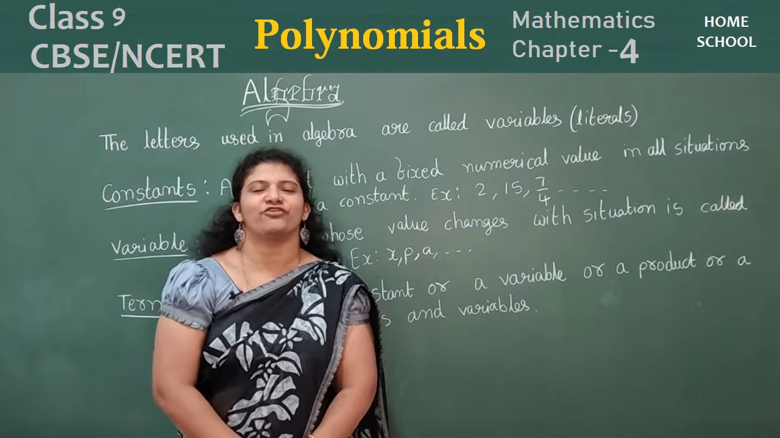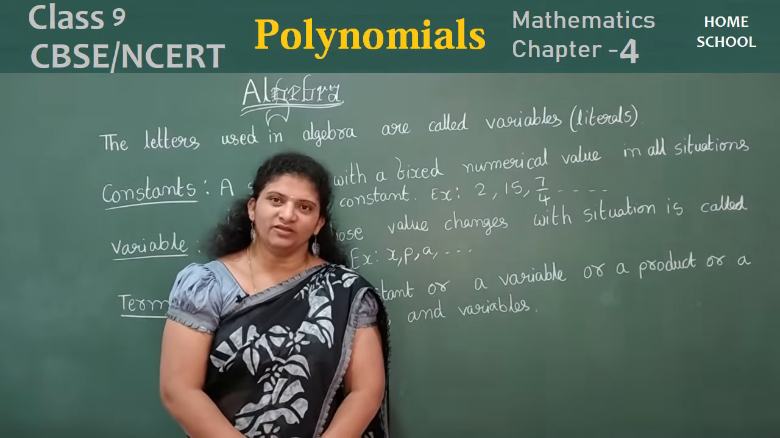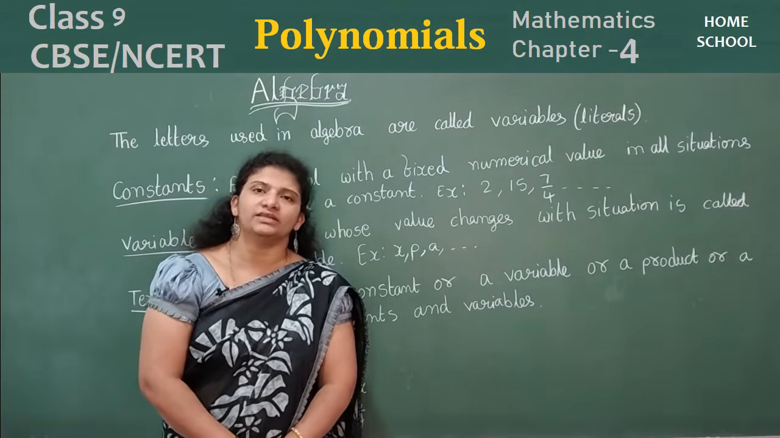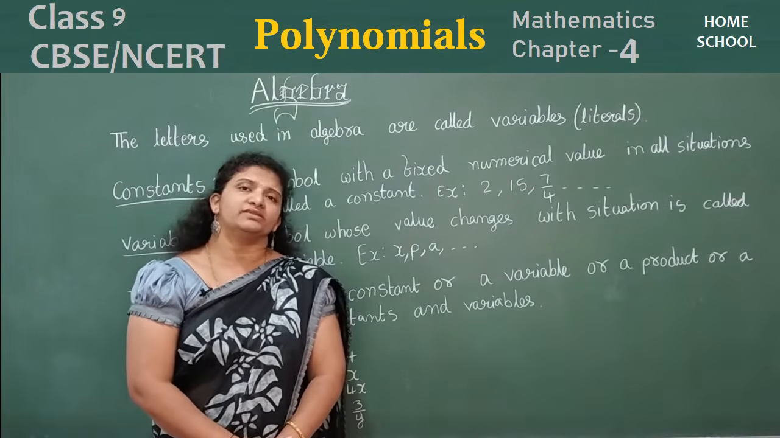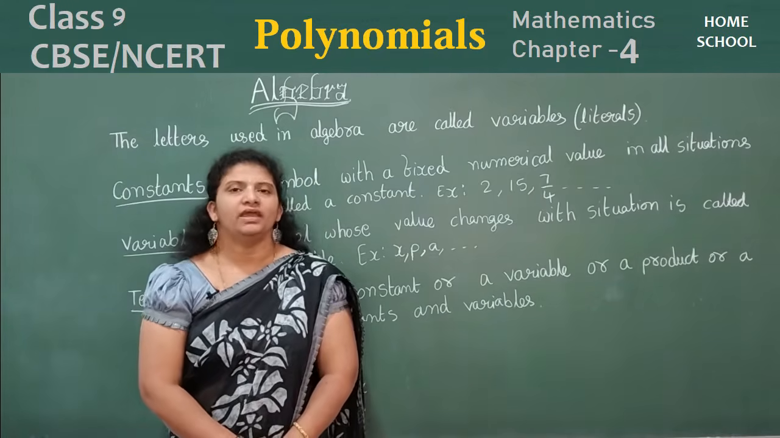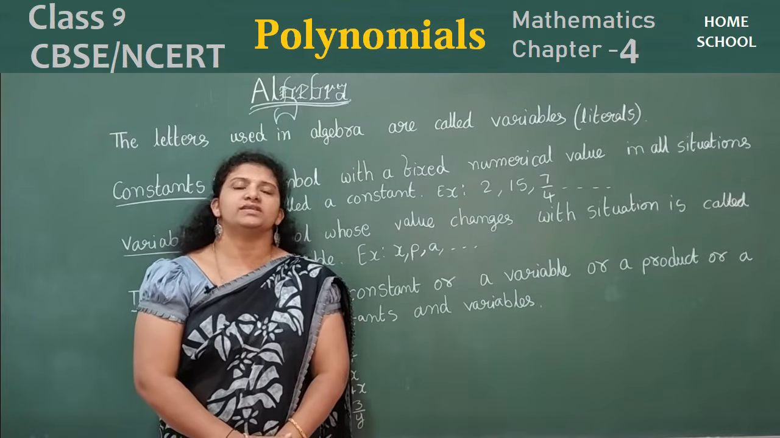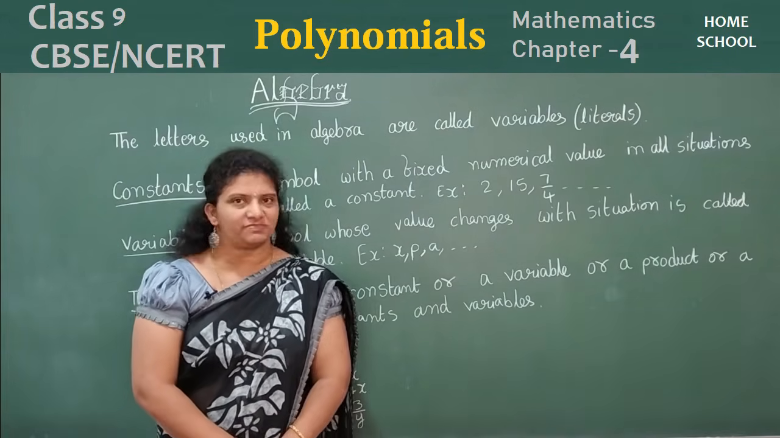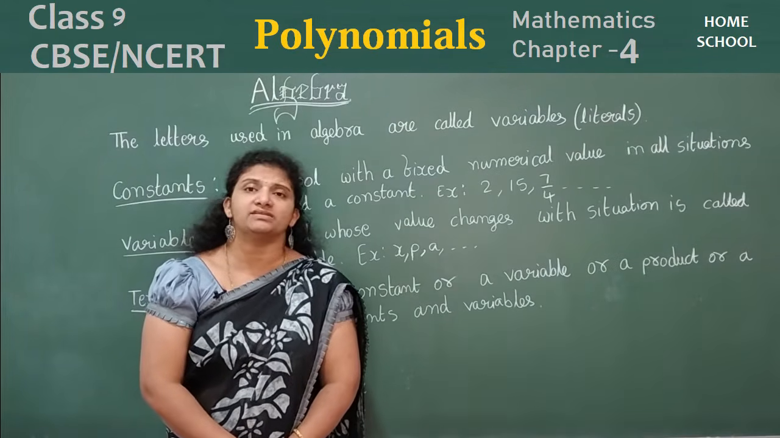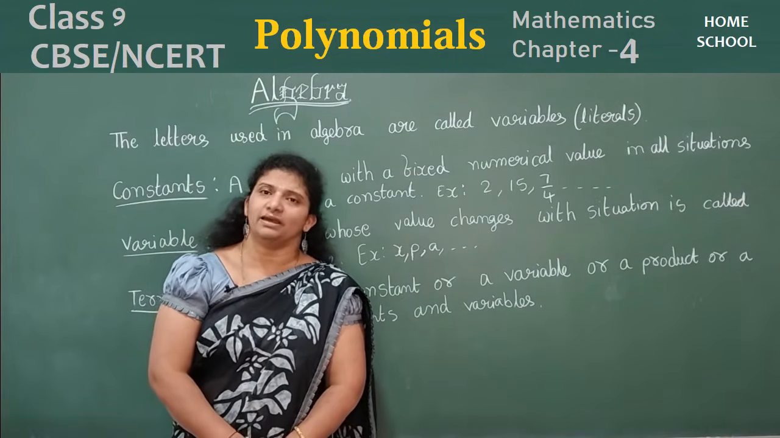This is your next session of your class 9 mathematics, NCERT or CBSE board. In mathematics, we deal with mostly three important branches. What are the three branches? Arithmetic, geometry and algebra. In arithmetic, we are going to deal with only numbers, whereas in geometry, we deal with the shapes. And in algebra, we are going to deal with the variables, numbers, literals, combination of variables and numbers.